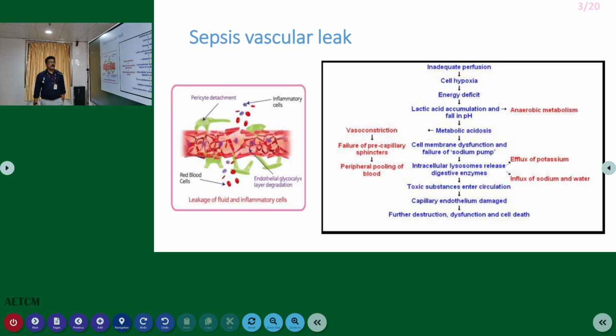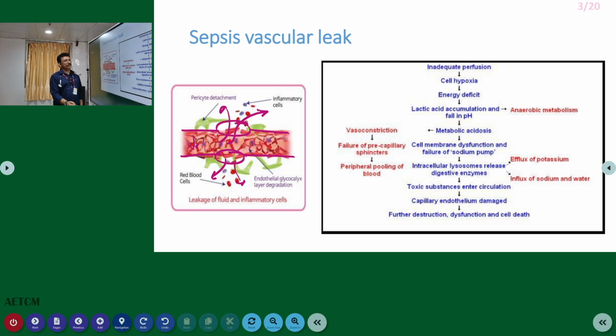Now we should know why the patient develops vascular collapse. You can see here the microcirculation, the blood vessels. Here you can see the blood vessels, and vascular leak occurs here. In this area there will be pores, and through those pores blood products, components of blood, everything will come out. So slowly the intravascular volume will come down. That is a major problem in septic shock, vascular collapse.